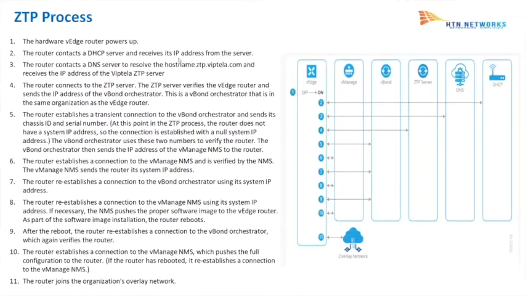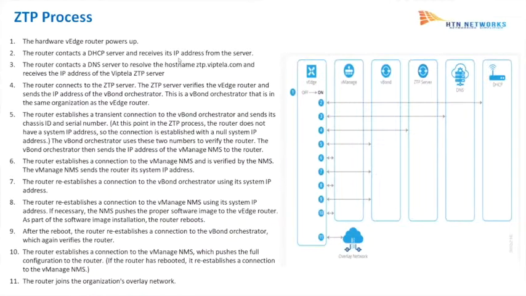Then the router establishes the vManage connection again and gets its full configuration. In the first attempt, it gets only the system IP. In the second attempt, it gets its full configuration. Once it gets the full configuration from the vManage, the router goes and establishes the DTLS tunnel with the vSmart controller, and then joins the organization overlay network. So that's how the process is.